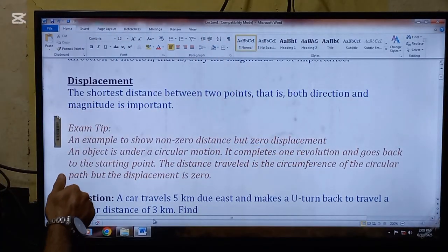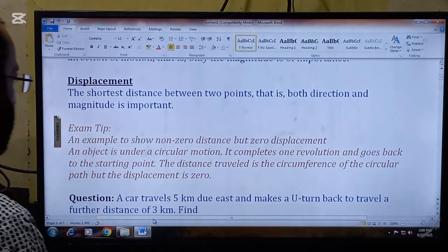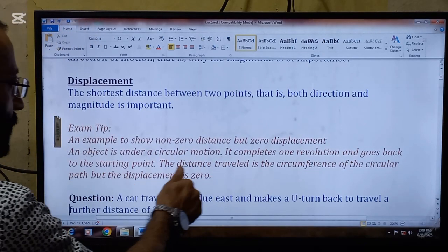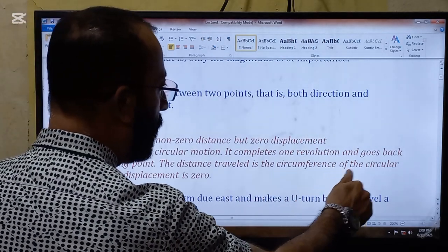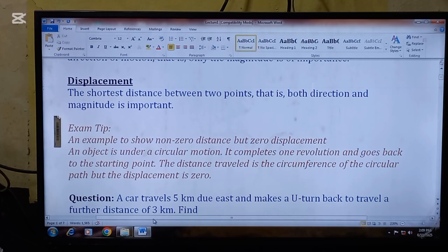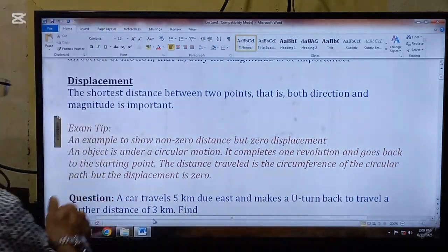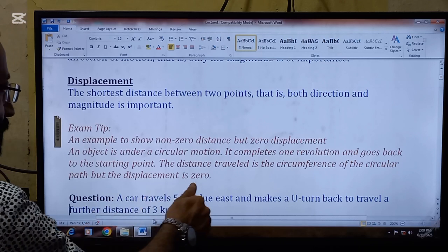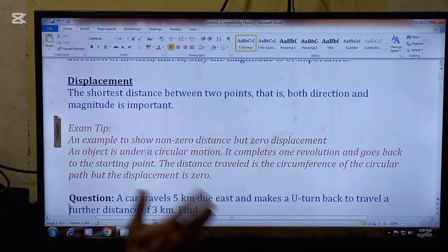So look now again, an example to show non-zero distance but zero displacement. An object is under a circular motion. It completes one revolution and goes back to the starting point. The distance traveled is the circumference of the circular path, but the displacement is zero because there is no shortest distance between the initial and the final point.